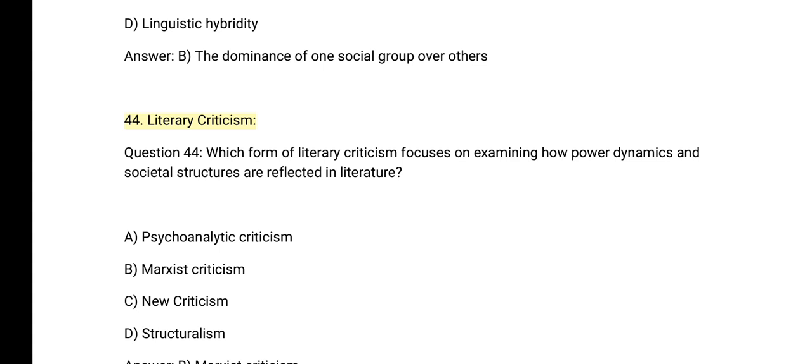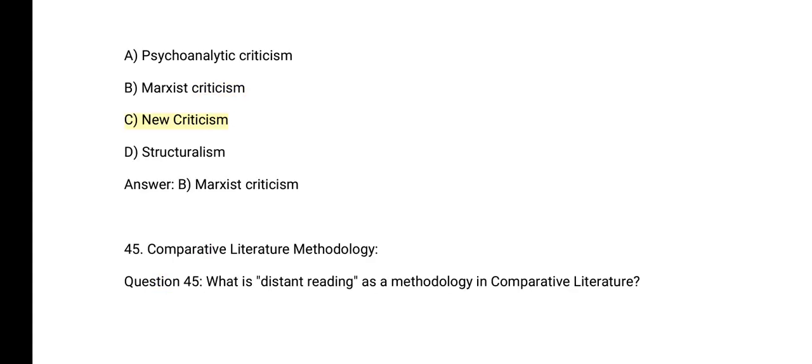44. Literary criticism. Question 44. Which form of literary criticism focuses on examining how power dynamics and societal structures are reflected in literature? A. Psychoanalytic criticism. B. Marxist criticism. C. New criticism. D. Structuralism. Answer: B. Marxist criticism.